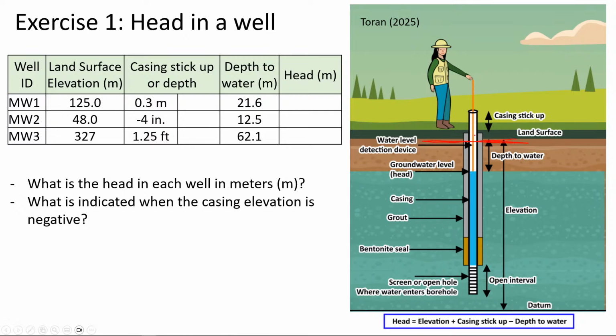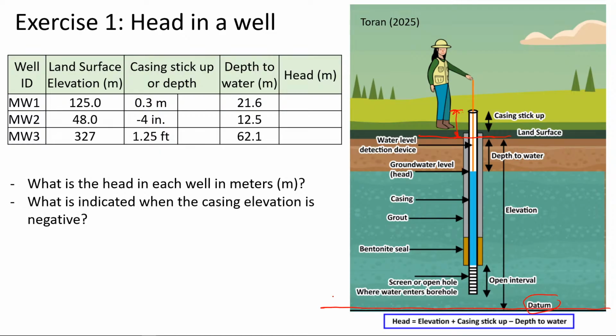This is your land surface, somewhere here. The guy is standing on top of the land, and you see here the casing stick up. When you do this measurement, make sure you subtract this casing stick up. And this is your datum, so that's where you measure your Z.